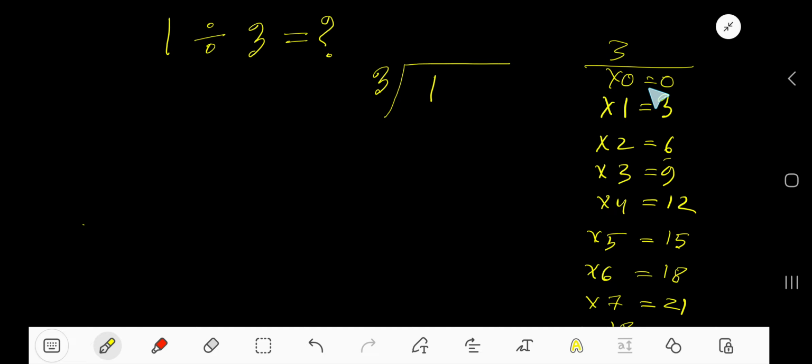To find the multiplication table of 3, just add 3 to the previous step. 0 plus 3, 3. 3 plus 3, 6. 6 plus 3, 9. 9 plus 3, 12. 12 plus 3, 15. Just by adding 3, you can find the multiplication table of 3.